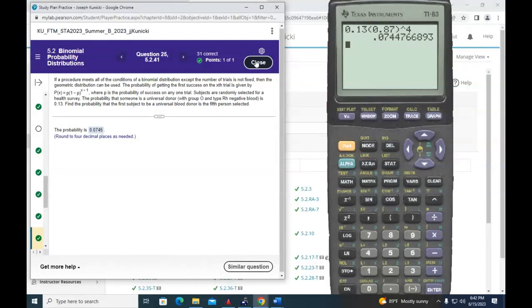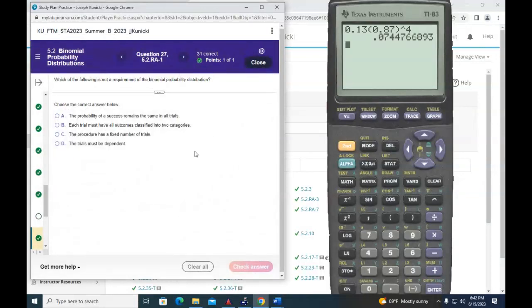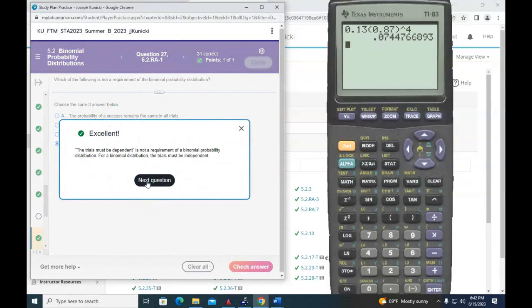So, any questions? No. Oh, let me do these couple of review things here real quick. Which of the following is not a requirement for the binomial? Does the probability of success remain the same? Yes. Each trial must have outcomes classified into 2 categories. Yes. The procedure has a fixed number of trials. Yes. The trials must be dependent. No, they must be independent. It's the wrong one.